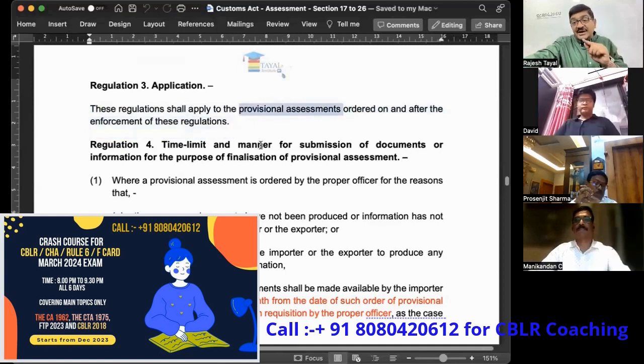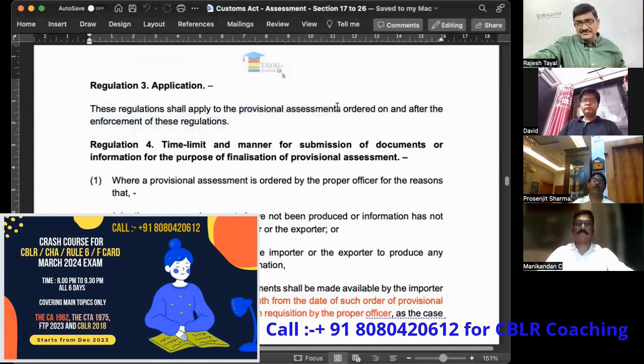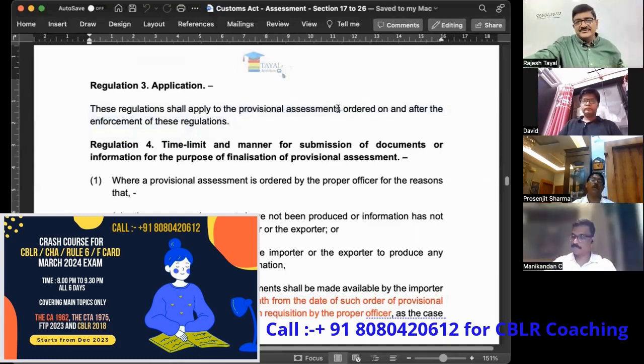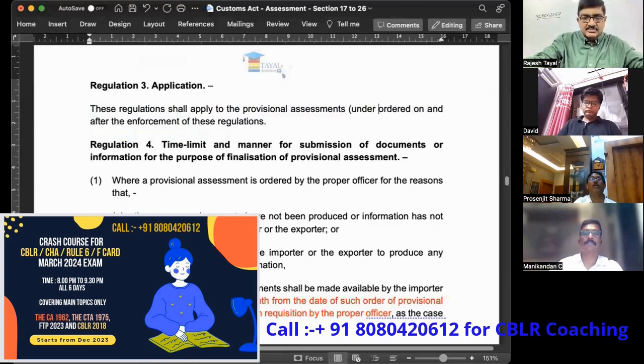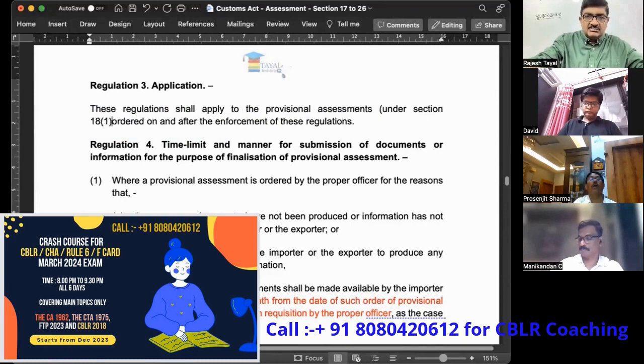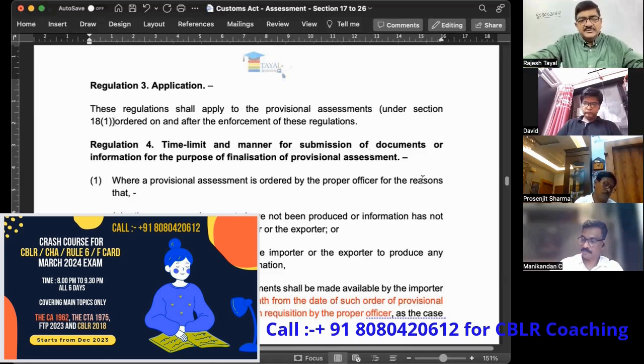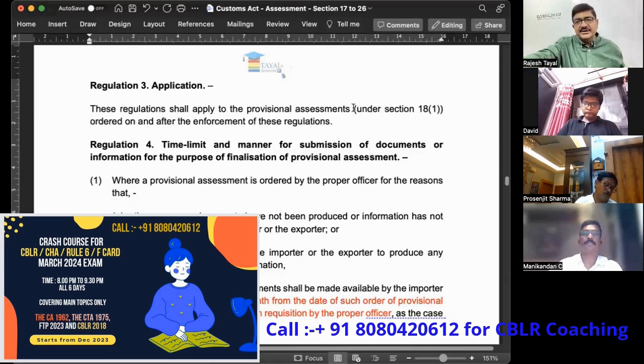Okay. अगर मटेरियल आपके पास है नोट कर लीजिए आगे. Provisional assessment under section 18 subsection 1. Add it here. Okay. मैं यहाँ पर ऐड कर दे रहा हूँ, हालांकि उसकी रिक्वायरमेंट नहीं है. अब देखिएगा तो आपको मालूम पड़ेगा क्या बात कर रहे हैं. राइट. So because the provisional assessment is ordered under section 18 subsection 1 only.